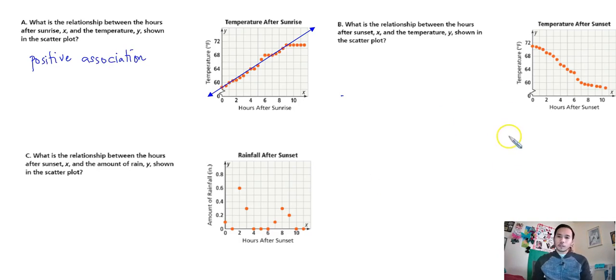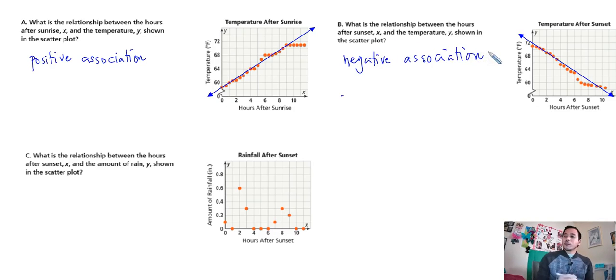Okay, now how about letter B? So if I'm going to draw a line from here, this is hypothetical, I'm drawing a line. When you analyze this one for letter B, as the number of hours after sunset increases, the temperature decreases. The y values tend to decrease as x increases, so both of them are decreasing. The two data sets have a negative association.